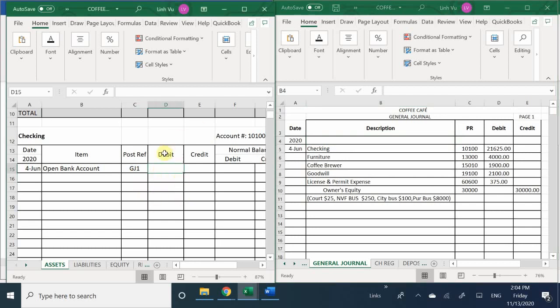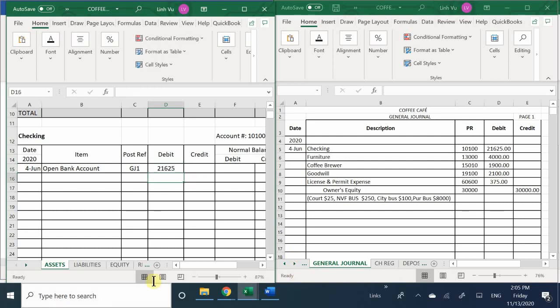Now the next thing that you're going to see is, well, how did you journalize it in your journal? And here, my checking, I debited it. So if I debit my account, the very first thing you're going to do when you transfer the information is record it exactly how it appears from your journal. So if I recorded a debit, then you're going to record it as a debit for $21,625.